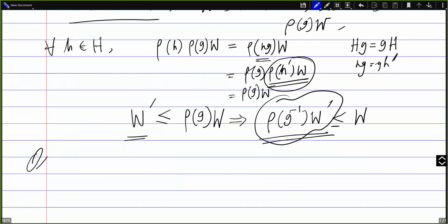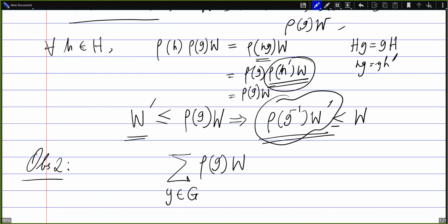The second observation is the decomposition of V. So in terms of these translations of W, we look at the following sum. Okay, by its very construction, it is G invariant. Now since it's a G invariant subspace of V, we have two choices for that: either it is trivial, or it is the whole of V.